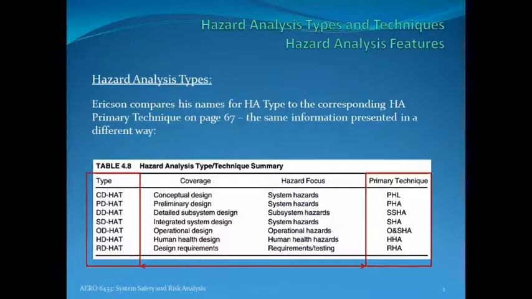Here's the same information presented in a little bit different way. It's from table 4.8 from your Erickson text. And I show this to you so that as you study each of the 7 hazard analysis types, when you read, for example, about Erickson's concept design hazard analysis type, you can look for preliminary hazard list, the information on preliminary hazard list in the government documents. They will be discussing the same thing.